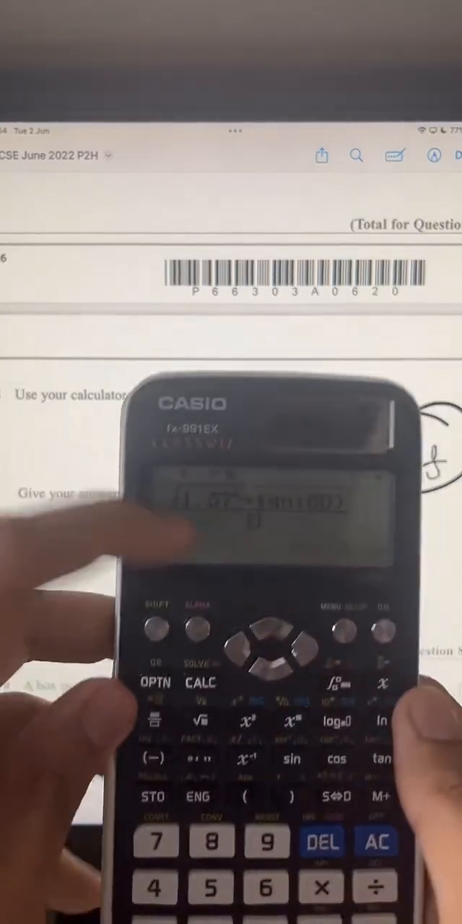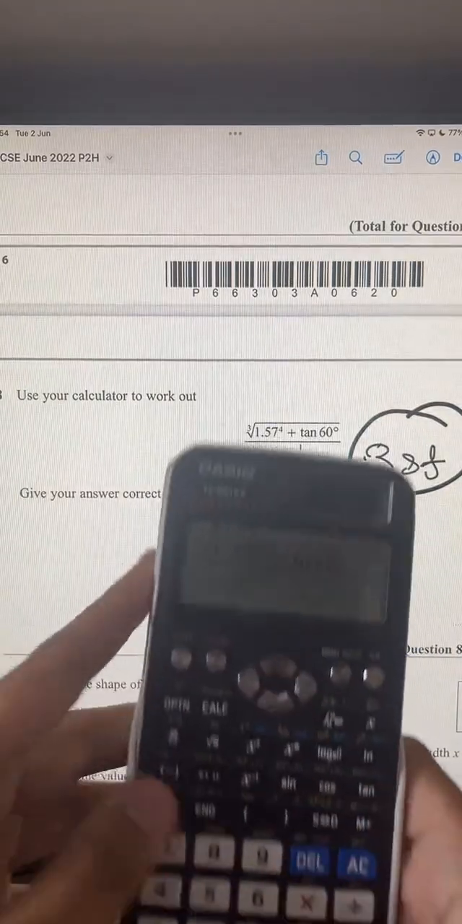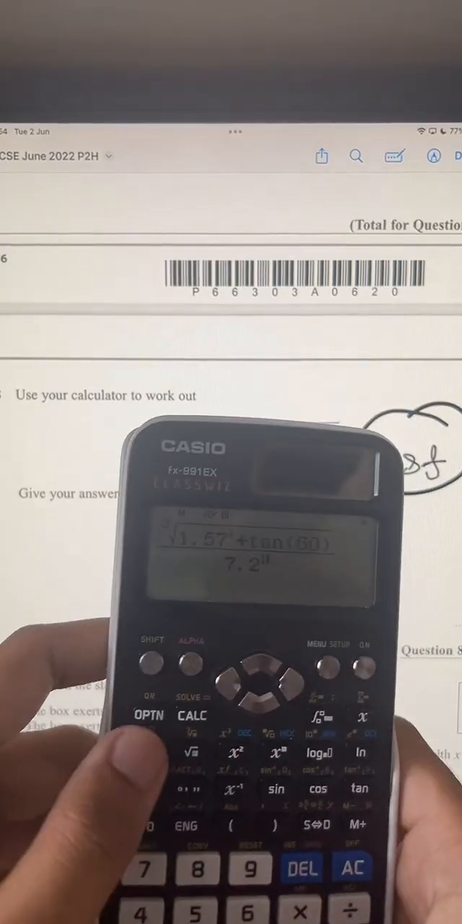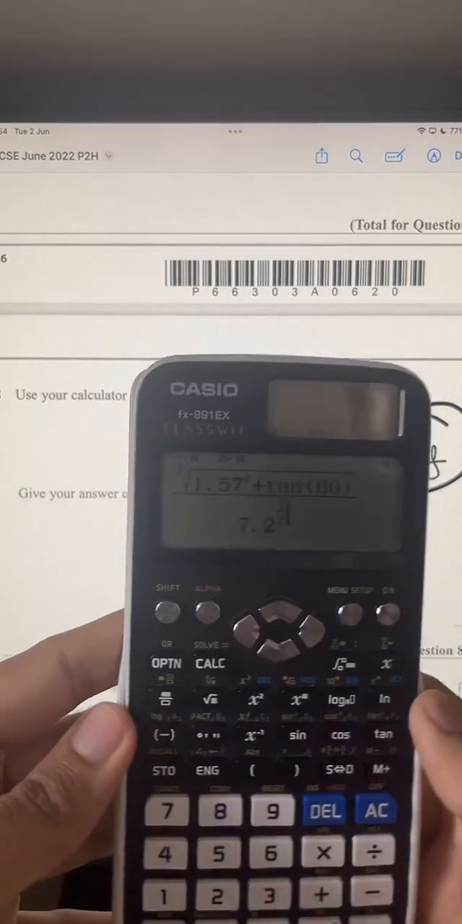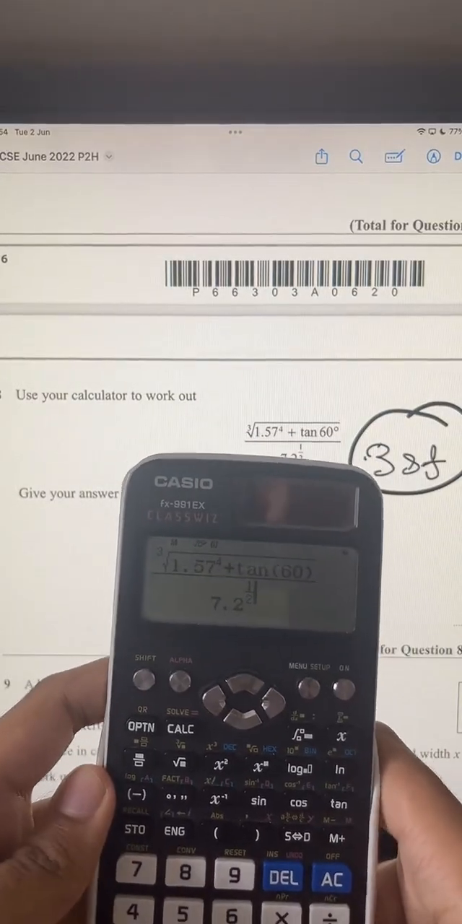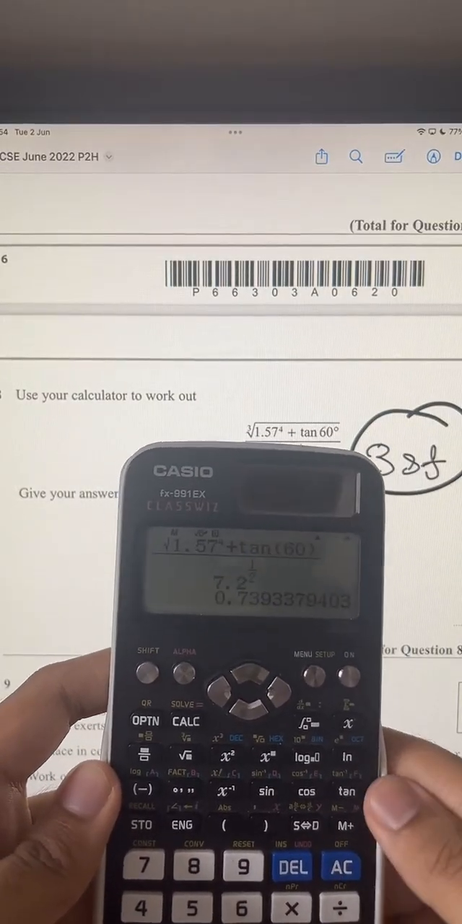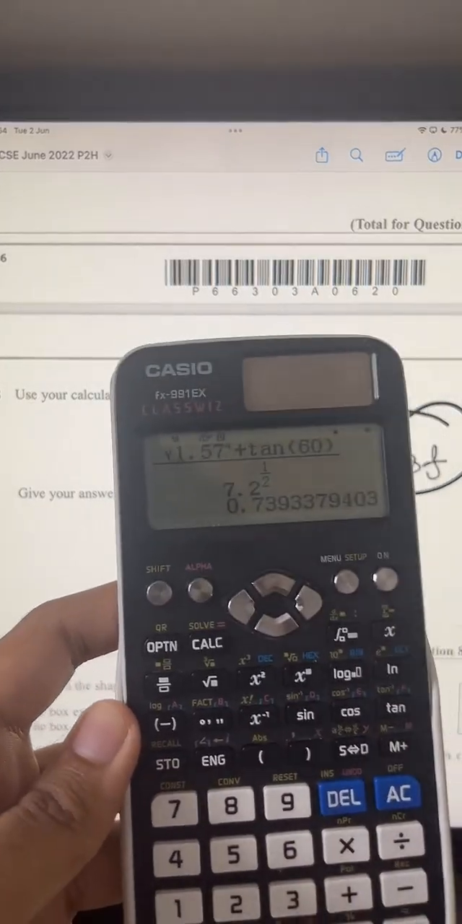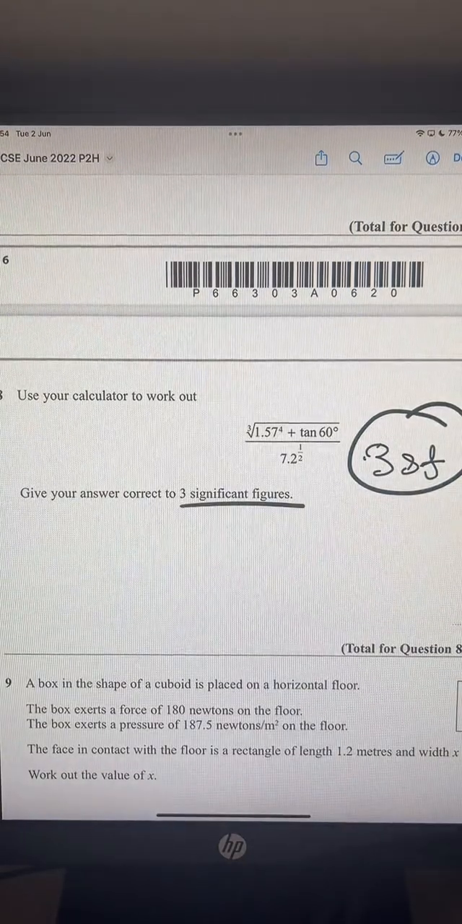And then I go out and make sure my cursor is on the bottom part, and I do 7.2 to the power of a half. And then just check what's on my calculator does match what's there. Make sure your powers are in the right place. That's the only annoying bit, powers. And then you get your answer of 0.739333. So I will write that out.